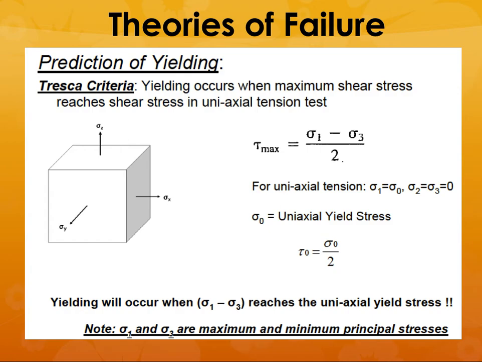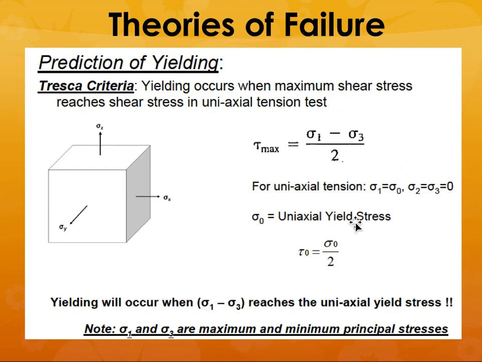Okay, so where does all this come into play? It comes into play when we are talking about how to predict the failure of materials. The first theory of failure prediction is called the Tresca criterion. So what does that tell you? It tells you that yielding occurs when the maximum shear stress reaches the shear stress in a uniaxial tension test.